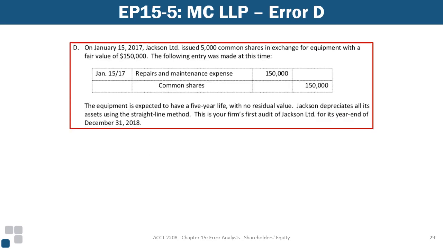All right, for the last client, Jackson Limited, they issued 5,000 common shares in exchange for some equipment with a value of $150,000. And what they did is they debited repair and maintenance expense, and common shares got a credit for $150,000. And that equipment is expected to have a 5-year life and no residual value, and the company depreciates assets on a straight line basis.